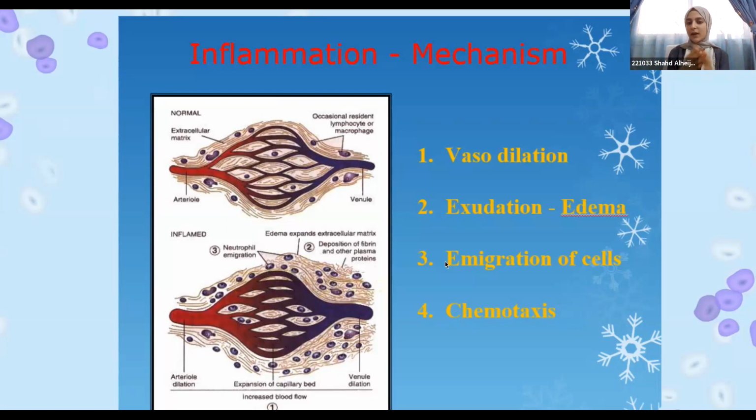And then, again, due to the increased permeability of the vessels, we have immigration of cells. So the cells will start leaving, any cells related to inflammation, and you also have chemotaxis, in which some substances are released and attract the neutrophils, macrophages, and so on, depending on the type of inflammation. So we start with vasodilation, then exudation and edema, then cells start to migrate from those vessels, and when the chemotaxins are released, other cells migrate into the area of inflammation. Is that clear?